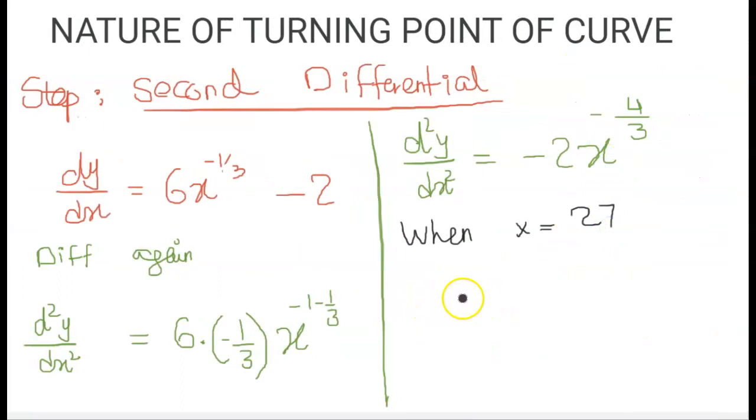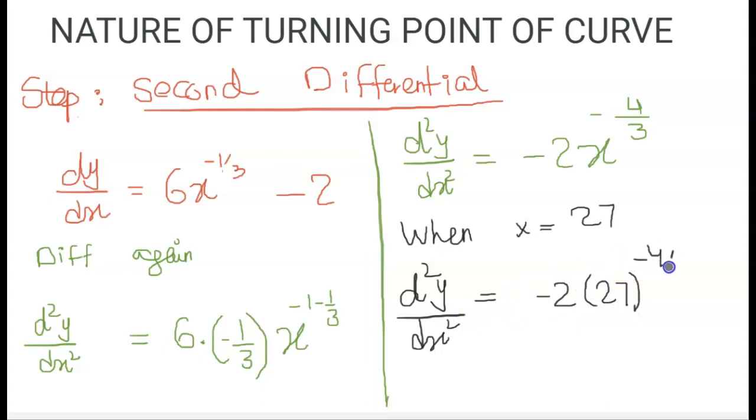Put the x as 27. The second differential will become d square y over dx square equals minus 2, and here you got 27 to the power of minus 4 over 3. And if I put that in a calculator, it is going to be a negative number anyway. So that's a minus 2, and that's 3 times 4, 81. So that's 81. And that will give me 160 minus 162.